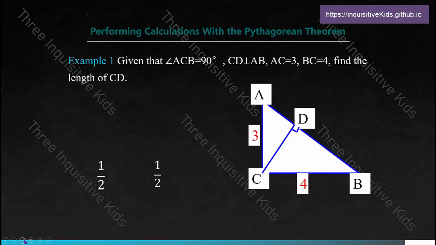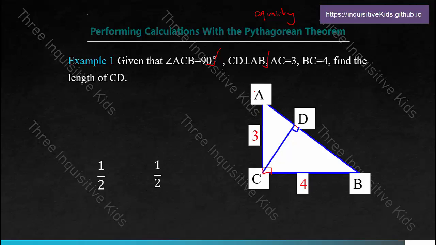Okay, so what's the key to solving this problem here? Well, the key was to find the equality and then write an equation about that. So let's first mark the information we're given. So we know that angle ACB is 90 degrees. Yep, check that off. CD is perpendicular to AB. Check that. AC equals 3, BC equals 4, marked already. Find the length of CD.